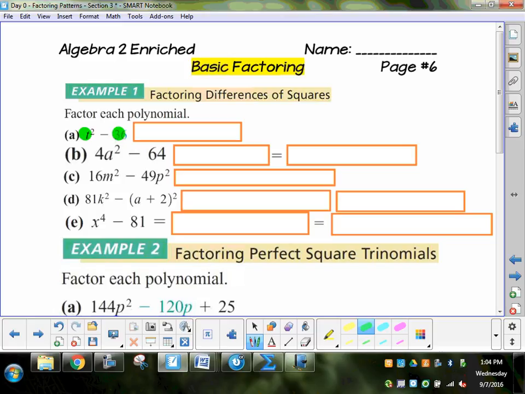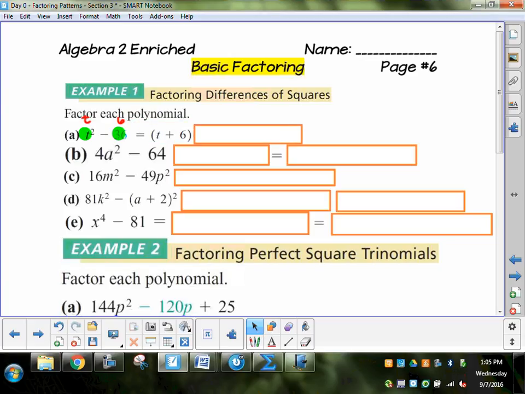Now, in the beginning, it's okay if you need to write it out. The square root of t squared is t. The square root of 36 is 6. So when I do the square root of the left plus the square root of the right, and the square root of the left minus the square root of the right, that's going to look like the quantity t plus 6 times the quantity t minus 6. That's the pattern that holds true every time.